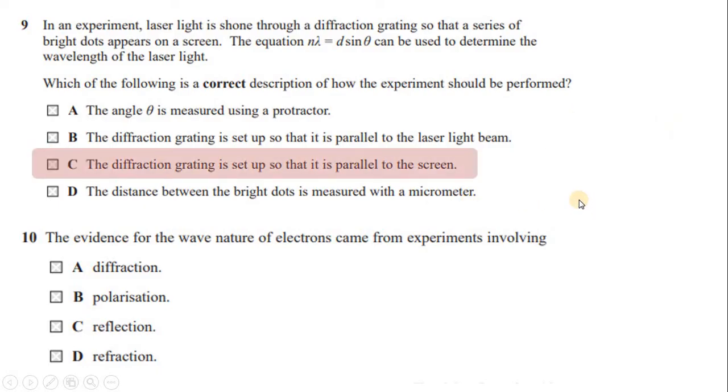The evidence for the wave nature of electrons came from an experiment involving a typical question on the wave nature of electrons. It's all about diffraction of electrons, and hence evidence of the wave nature of electrons. So the option should be A.